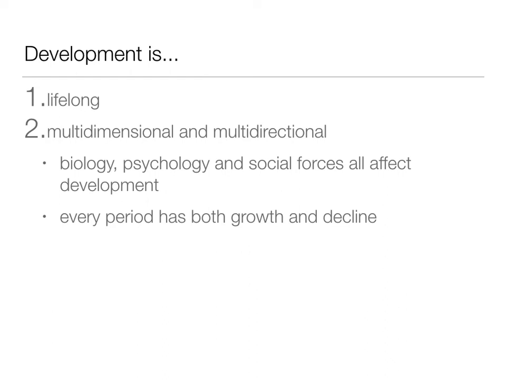We see it in physical development. If you hold a very, very young baby on a table so that the bottoms of their feet are touching the surface, they'll perform a stepping pattern long before they can walk. And at some point, that reflex goes away. And then it comes back in terms of walking. So that would be an example of U-shaped development. They can do steps, they can't do steps when that reflex goes away, and then they can do steps again when they learn to walk. So again, every period has growth and decline.